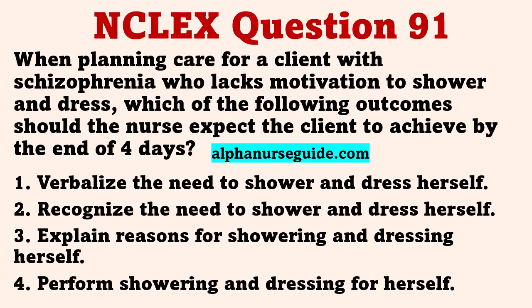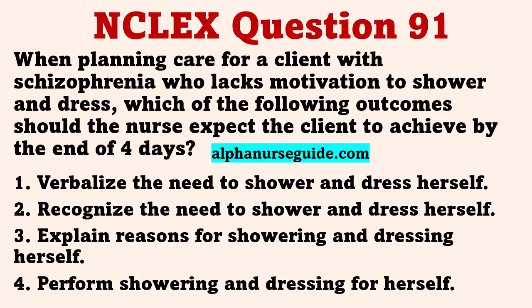When planning care for a client with schizophrenia who lacks motivation to shower and dress, which of the following outcomes should the nurse expect the client to achieve by the end of 4 days? 1. Verbalize the need to shower and dress herself. 2. Recognize the need to shower and dress herself. 3. Explain reasons for showering and dressing herself. 4. Perform showering and dressing for herself.